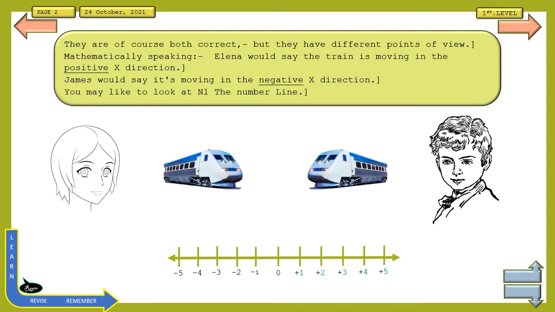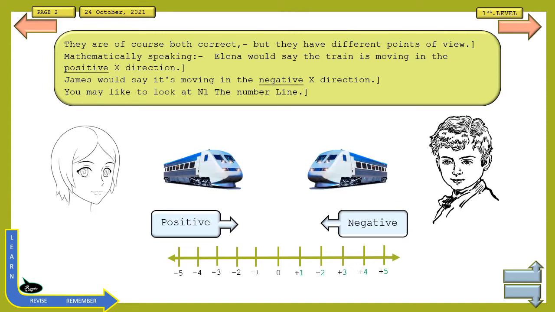Mathematically speaking, Eleanor would say the train is moving in the positive x direction. James would say it's moving in the negative x direction.